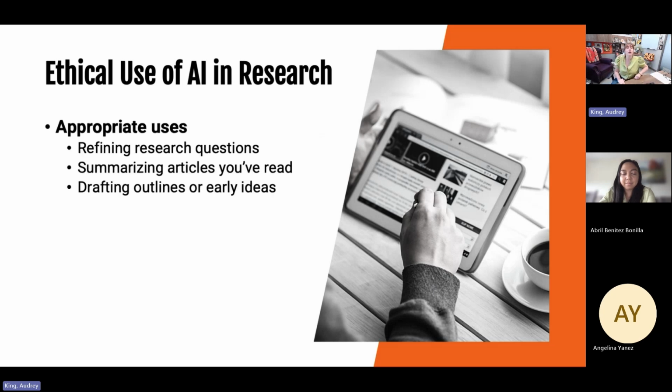So when we're talking about AI in research, you are all being asked to do some research experiences, likely over the summer. The ways that I've seen AI be used in research really well: refining some research questions, summarizing articles that you've read, even pulling them into something like Perplexity or NotebookLM. I like to use it to know, is this article actually related to what I think it is? Is this article worth my time to read? Or even helping draft some outlines.